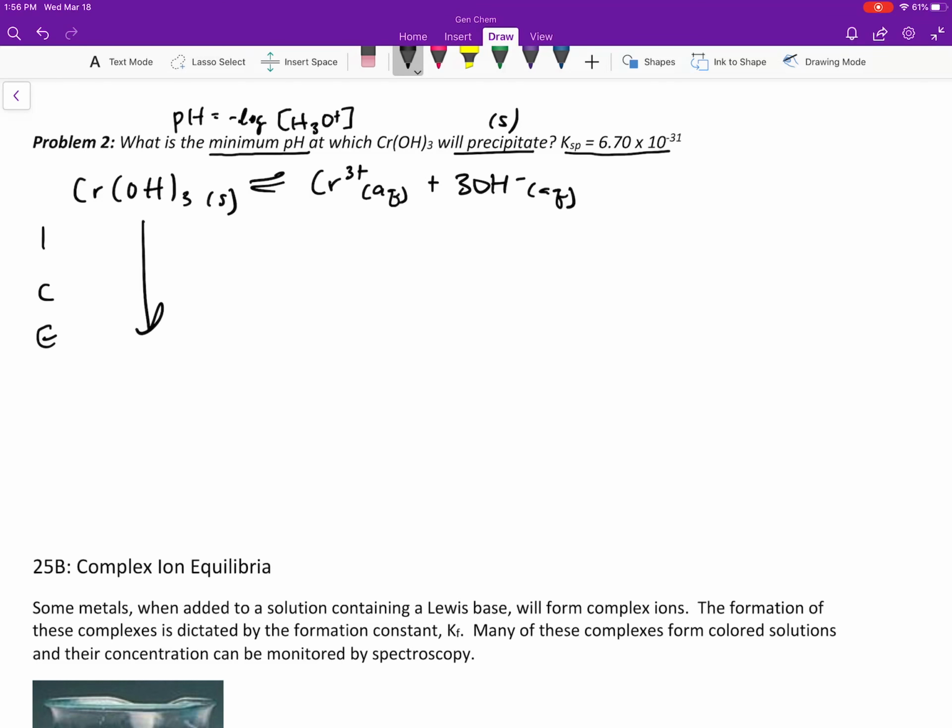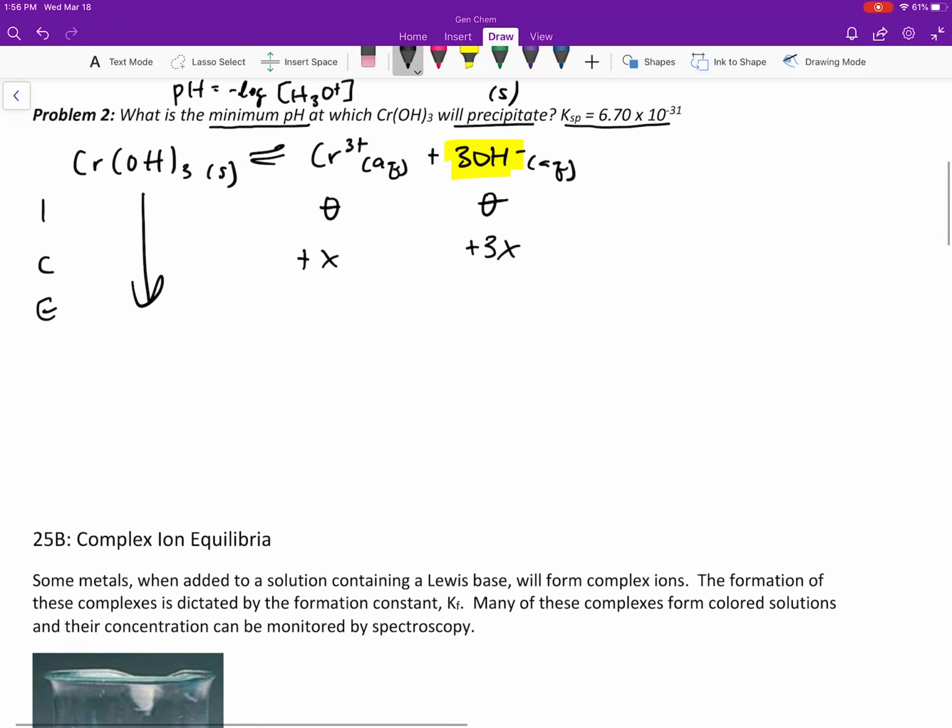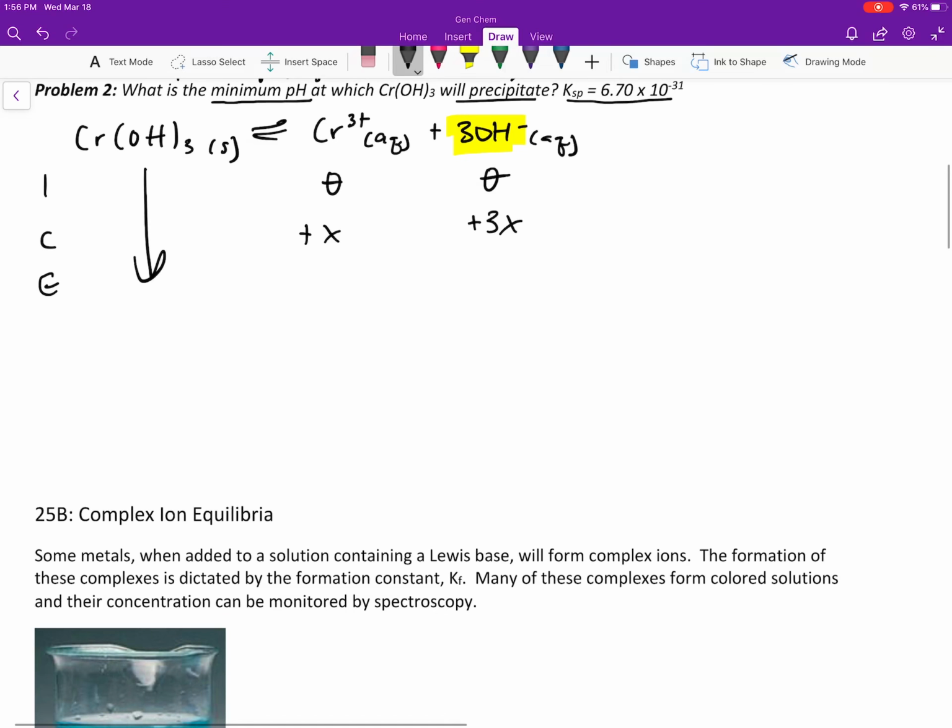I'm going to set up my ICE table because essentially what I'm looking for is pH, and I know that if I can solve for OH, I can easily solve for pH. I'm going to start out with none of my product. Therefore, the reaction is going to shift to the right to produce X amount of chromium, 3 times X amount of hydroxide. You could also put S's here. They mean the same thing. We solve for them the same way. So either would be suitable. Remember, I plus C equals E. So now I have my E values.